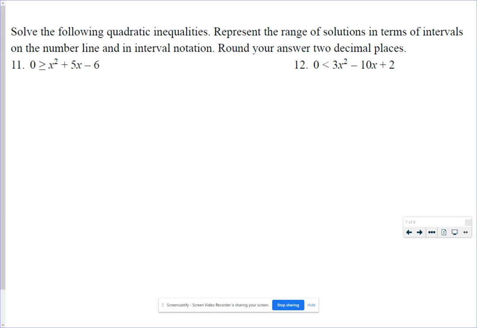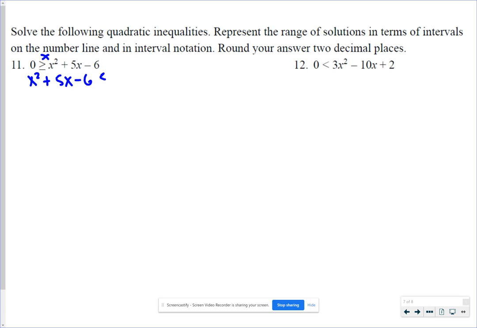All right, this video is going to show the solutions to the last three problems, 11, 12, 13, and 14, solving quadratic inequalities. So first thing I'm going to do on number 11, I don't like having my quadratic on the right side. So I'm going to switch it. Notice the inequality has to reverse here because it says, read it backwards, x squared plus 5x minus 6 is less than or equal to 0.